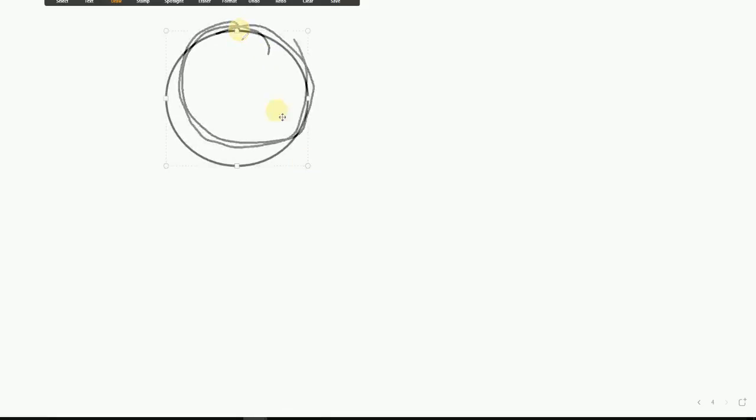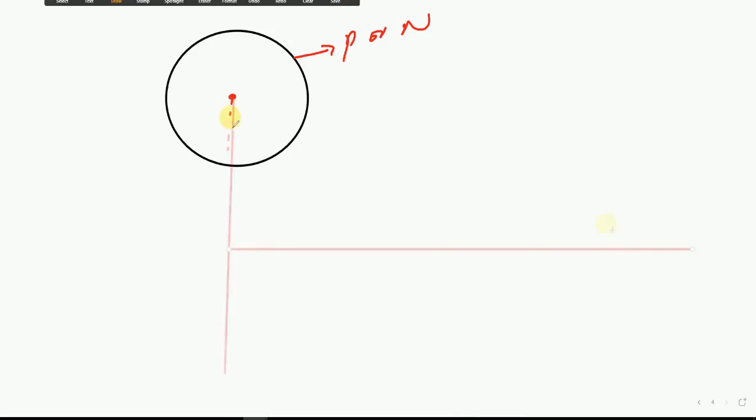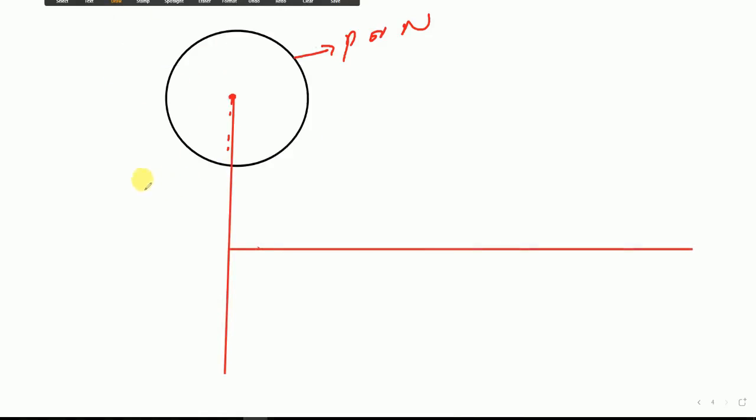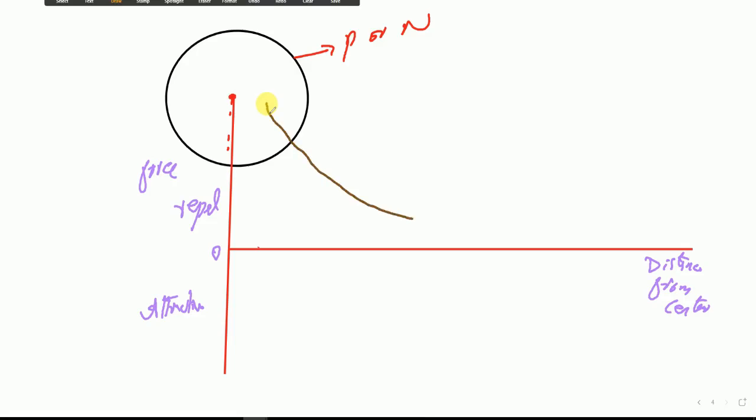Let's say this is a proton or neutron. You can say either this is a proton or neutron. Okay, and this is the center of the proton. So this will be force. Okay, this is 0. Here you will get a repulsive force, and here you will get an attractive force. Okay, and this is the distance from the center. Now we need to draw the electrostatic force and nuclear force graph. So the electrostatic force graph will be like this, inverse relation.